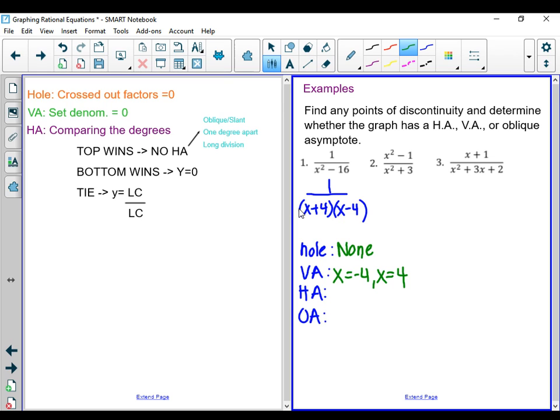Horizontal asymptote. Who has the highest degree? Bottom, yo at the bottom. Y equals 0. So the good news is because I put something there, the next one's going to be none no matter what. Because I put y equals something, my oblique asymptote is going to be none no matter what. Okay? Oblique can only happen if you have no horizontal asymptote. Okay? Go ahead and try 2 and 3.